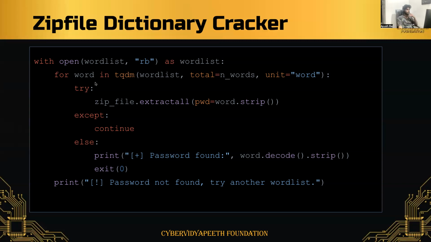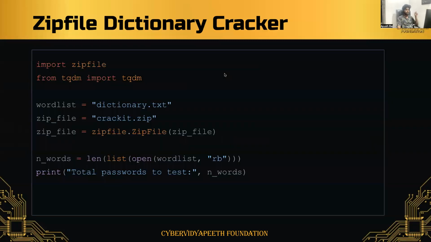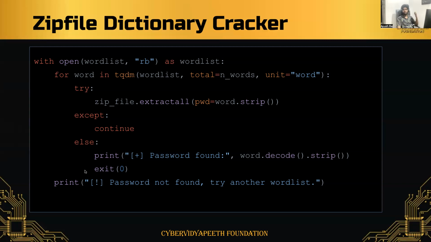Similarly, if you are using a simple for loop, you would have written for word in word list, but here I am using tqdm, and inside the tqdm I am defining the target, total equals n words. In the last line, as I said, we are calculating the number of words present in the dictionary. To visualize this better in the progress bar, I am defining the total number of words, and unit equals word. The unit can be anything else, but here I am choosing word because we are iterating over each word.